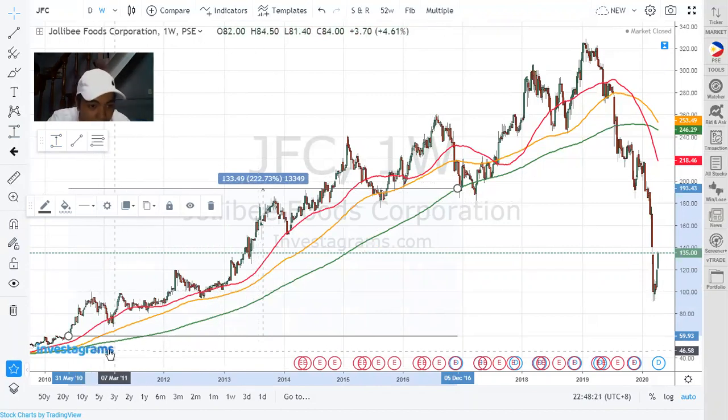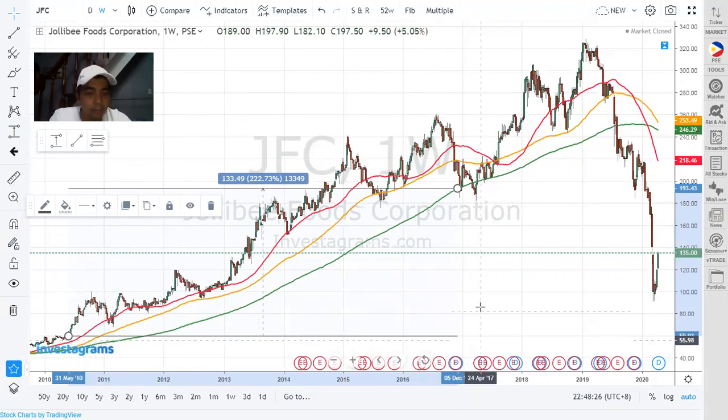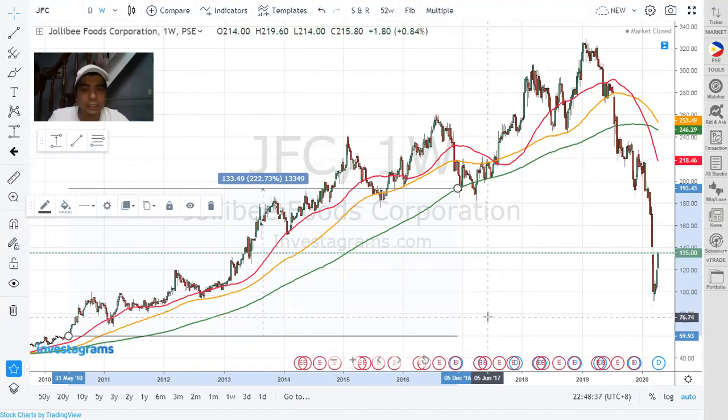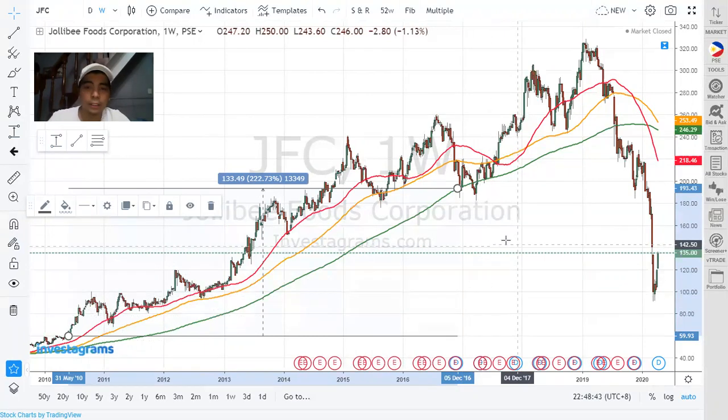That's how many years? 2010 to around 2016. So that's around 5 years. So you tripled your money in Jollibee by investing for 6 to 7 years. So that's the main purpose of that one.